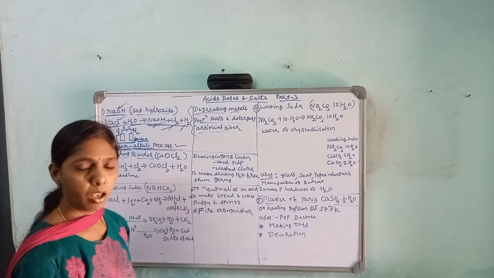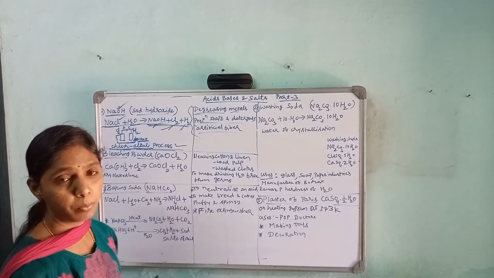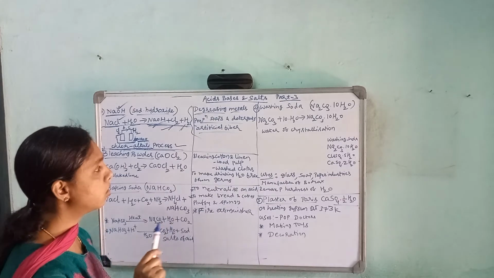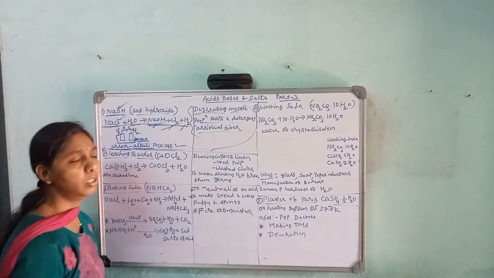So the method of preparation, the reaction, the products, the raw material, what the process is called, and also the uses, you have to remember. I have explained it over here.